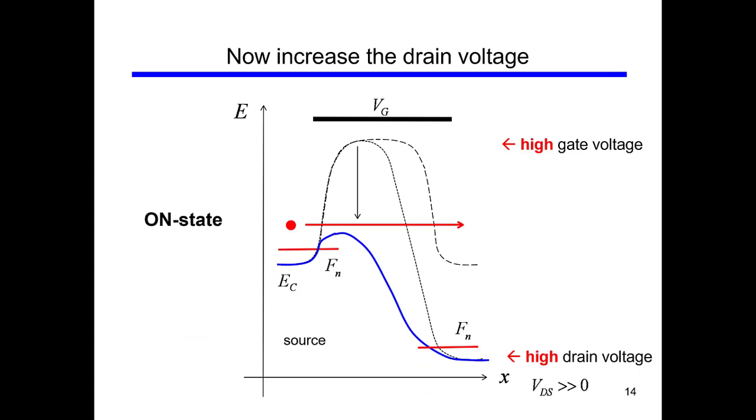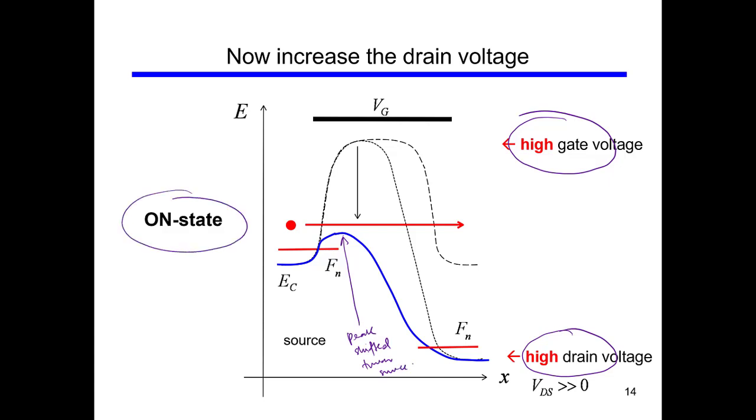So again, if you apply a very high gate voltage and a very high drain voltage, the shape of the barrier changes further. You see that the peak has shifted towards the source. This is the situation in the on state.